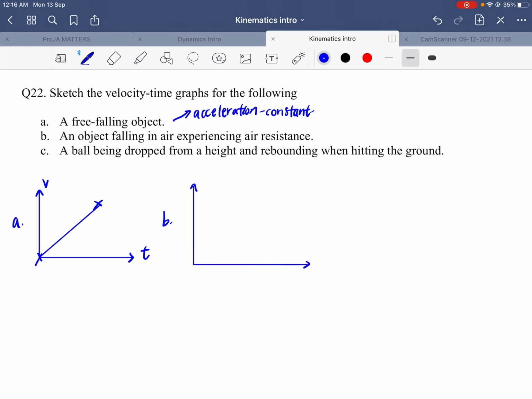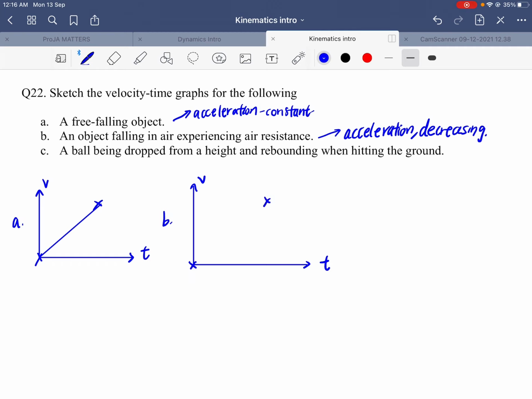Alright, let's go for part B. Similarly, we just draw a VT graph again. Then now we need to understand what is happening. An object is falling, so therefore there is acceleration already. But is it experiencing air resistance? Yes, it is. Therefore, this acceleration is not uniform and is in fact decreasing as air resistance increases. Therefore, it's decreasing acceleration.